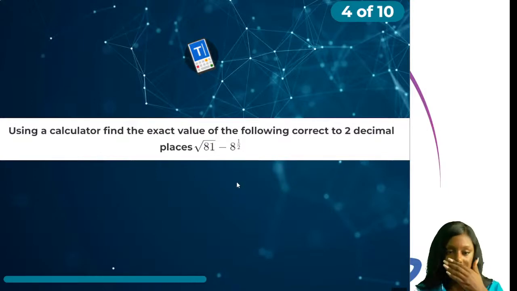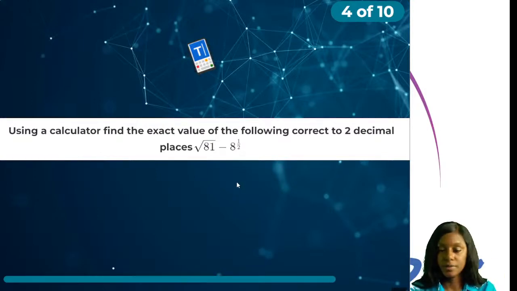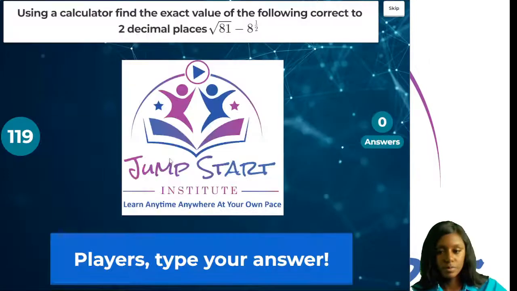So again, this is a similar question. Again, correct to 2 decimal places.